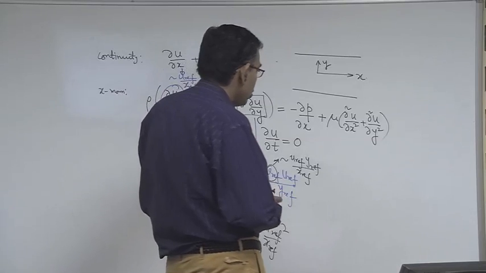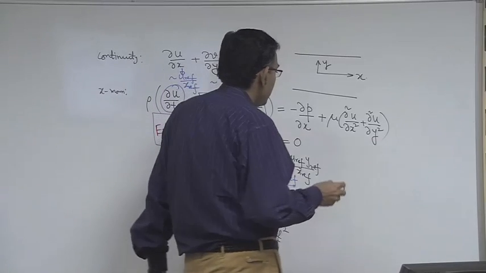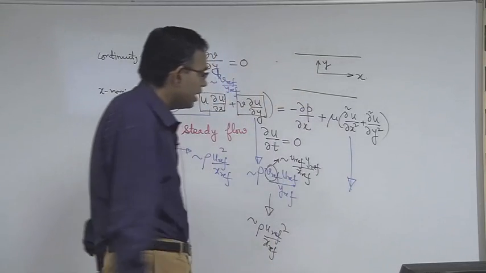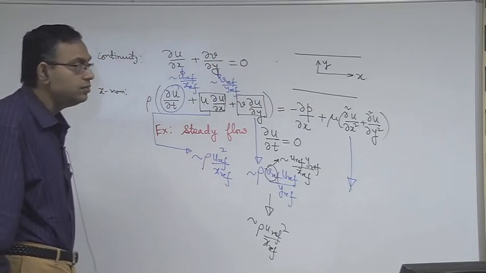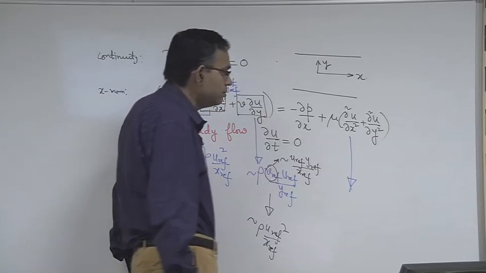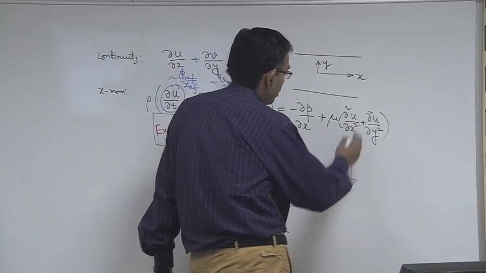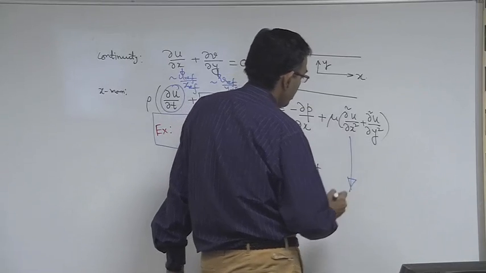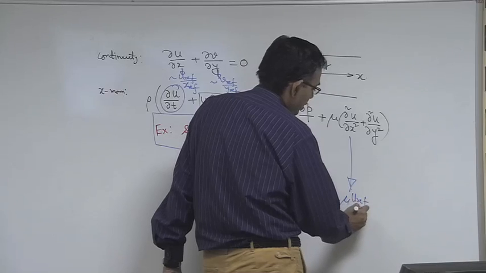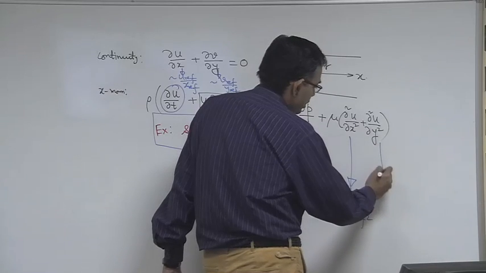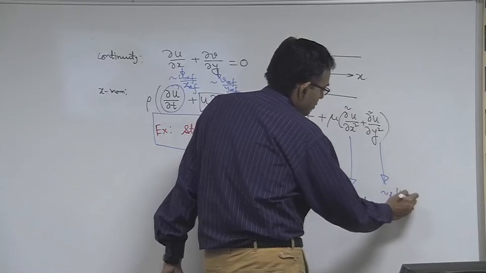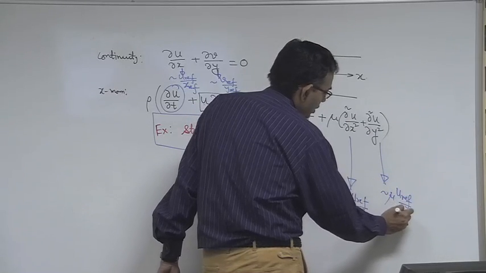Let us now look into the viscous term. The pressure gradient term we will consider separately. So, the viscous term, what is the order of this term? Mu U reference by X reference square, and this term is of the order of mu U reference by Y reference square.